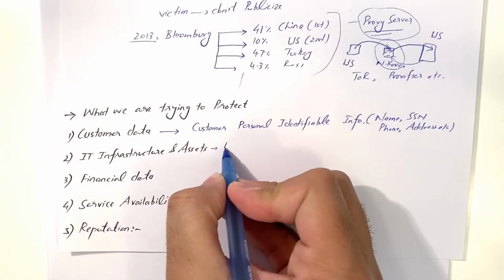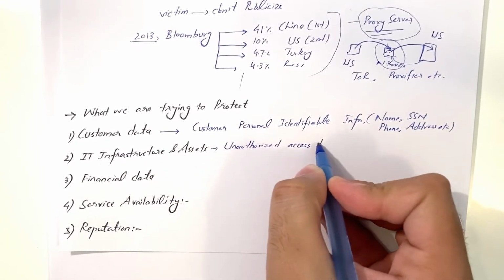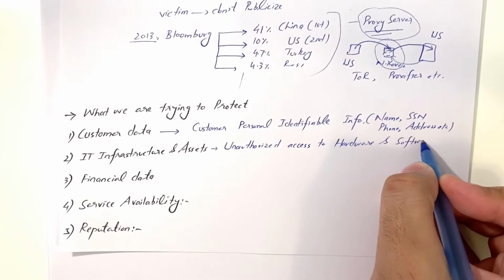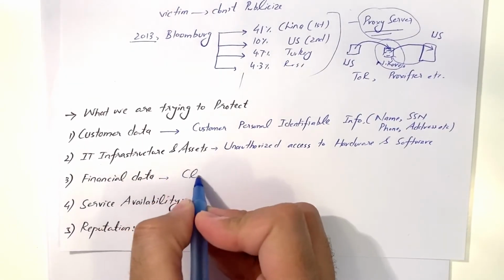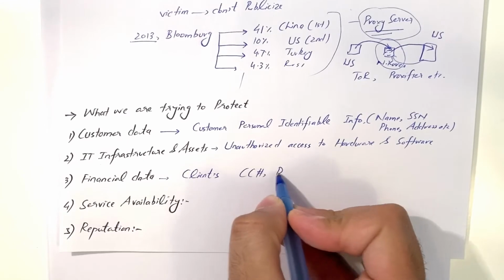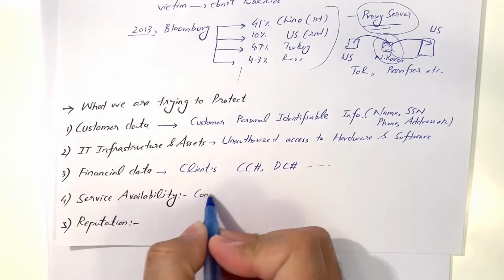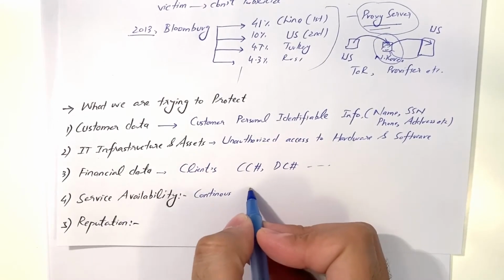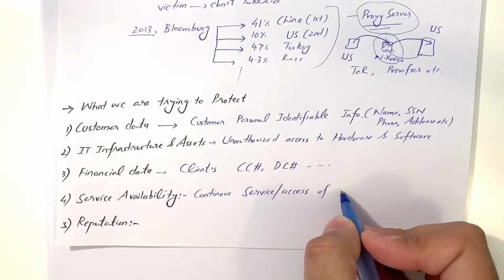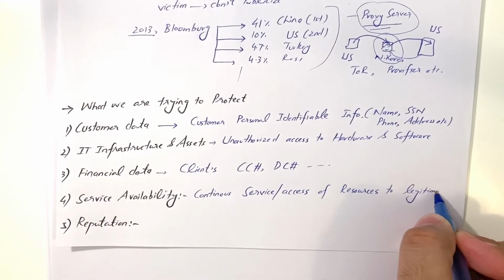Then IT infrastructure, where we are trying to avoid unauthorized access to hardware and software. Then financial data, which is basically our clients' credit card numbers, debit card numbers, account details and all. Service availability: the main idea is continuous service, or continuous access of resources to legitimate users.